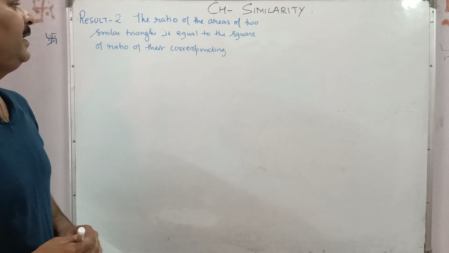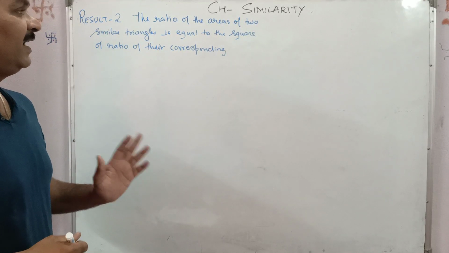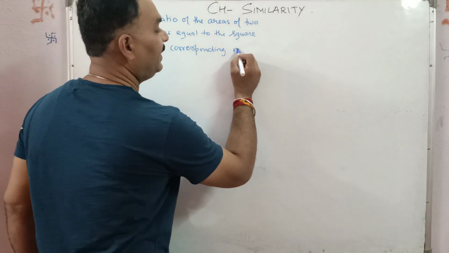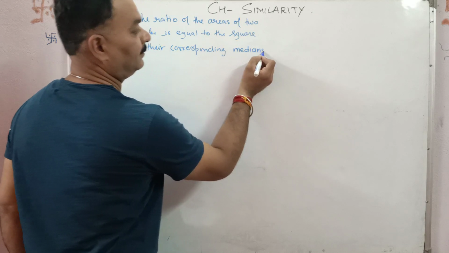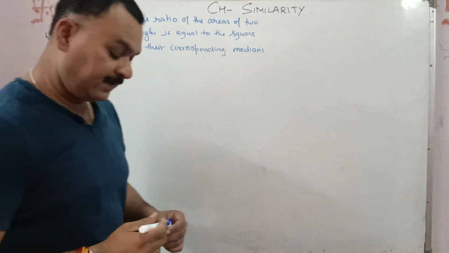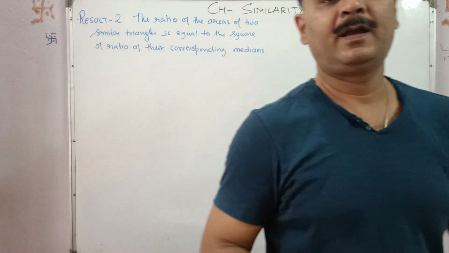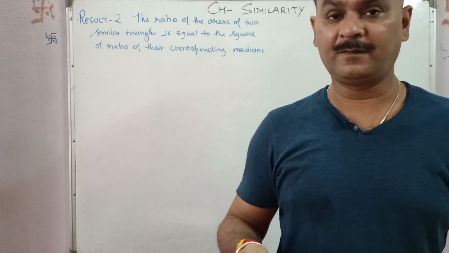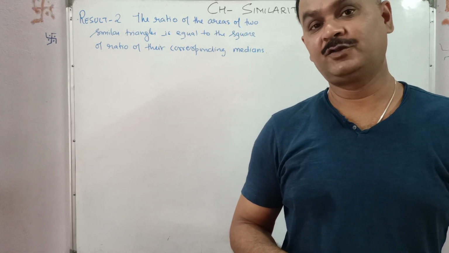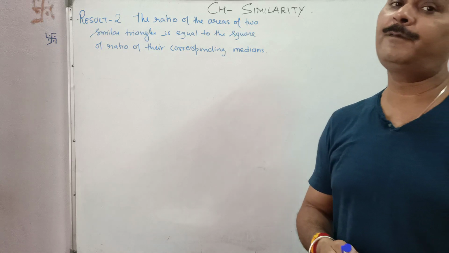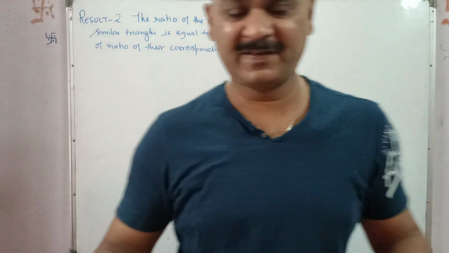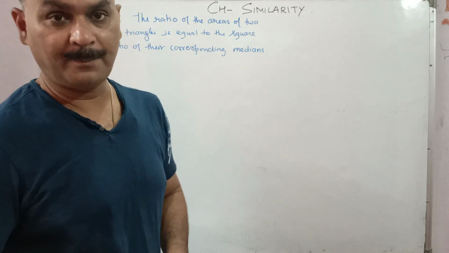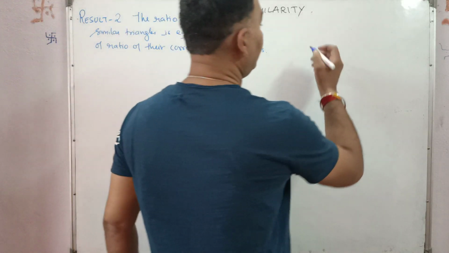Now the ratio of the areas of two similar triangles is equal to the square of the ratio of their corresponding medians. Now student, what is a median? A median is a straight line which starts from one of the vertices of the triangle and joins the midpoint of the opposite side. That is called a median.